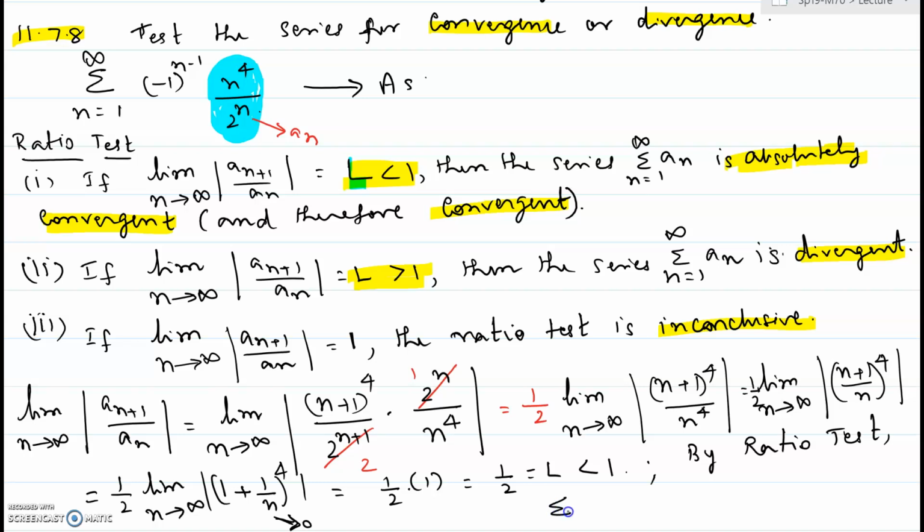So by ratio test, sigma n varying from 1 to infinity, negative 1 to the power n minus 1 times n to the power 4 over 2 to the power n is absolutely convergent and hence convergent, because absolute convergence would mean convergent. Hope this video helps.